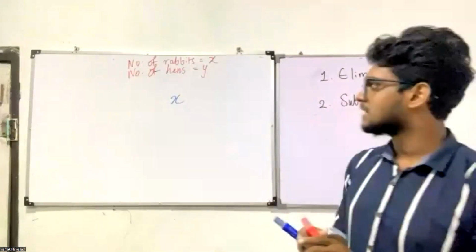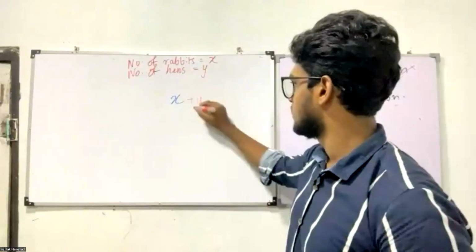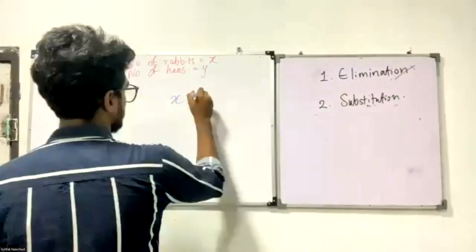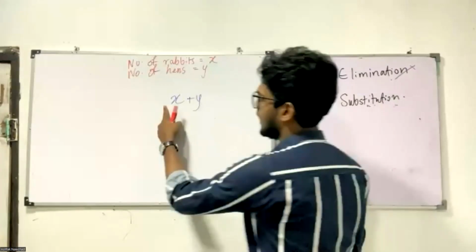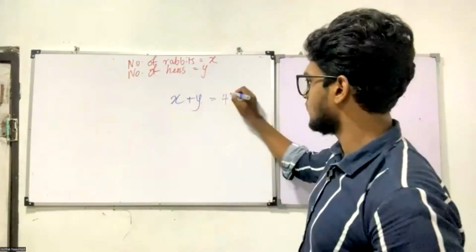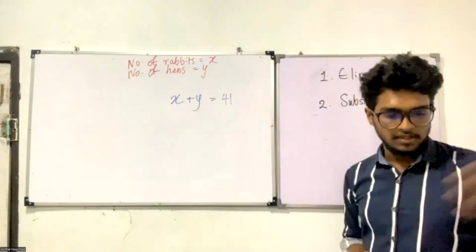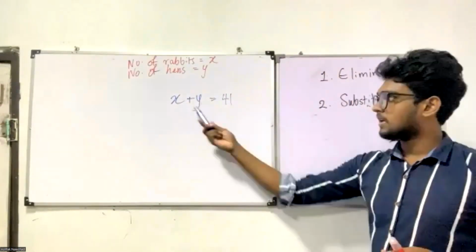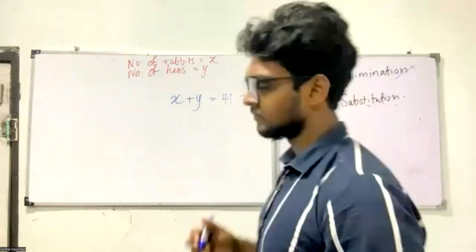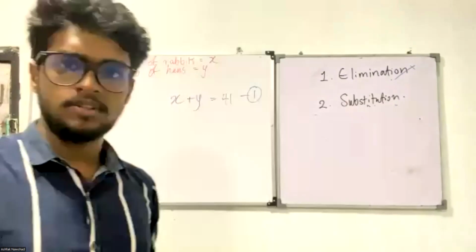So x plus y, the number of heads. The total number of heads is x plus y: one head from each rabbit, one head from each hen. x plus y is 41. Same as the previous question. x plus y is 41. This is the first equation. Is the first equation clear?